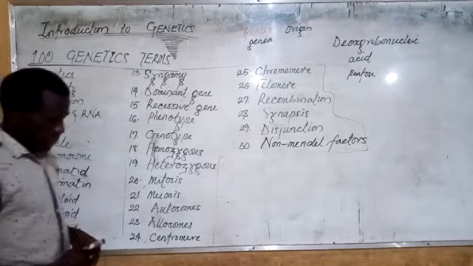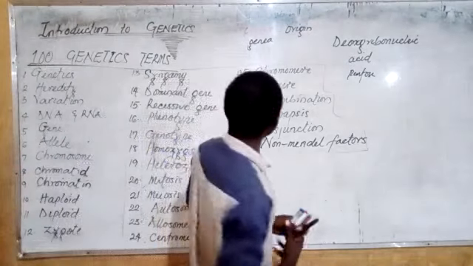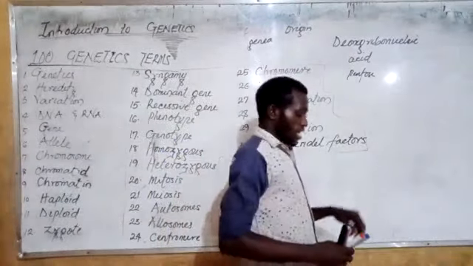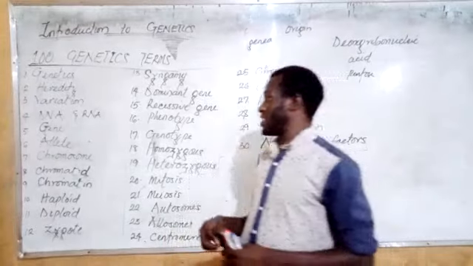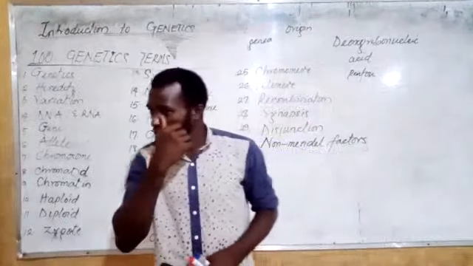All right, what is a gene? Now a gene is basically the word genia that I talked about. A gene is also what we call the Mendelian factor. We call it the Mendelian factor.